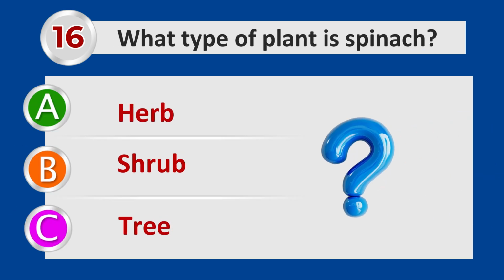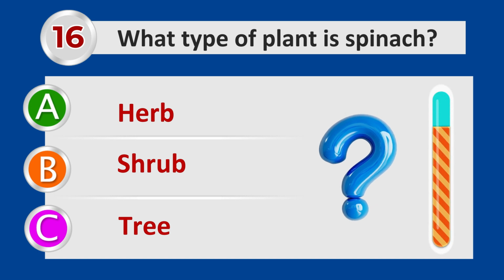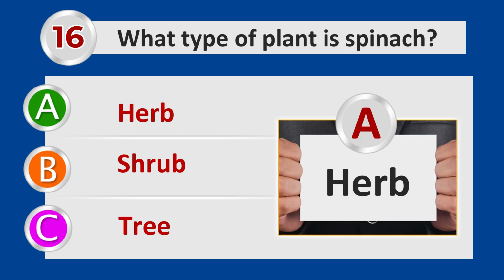What type of plant is spinach? A. Herb. B. Shrub. C. Tree. Answer is the A. Herb.